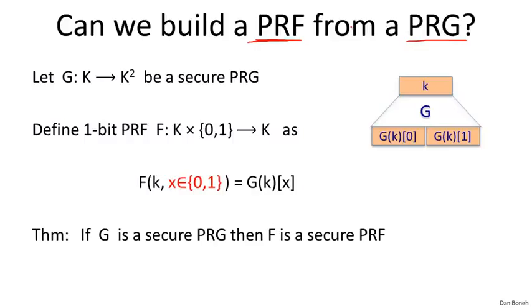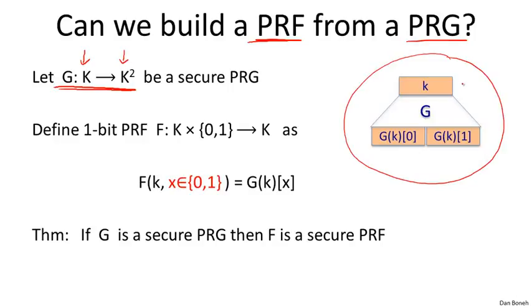So let's start with a PRG that doubles its input. The seed for this PRG is an element in K, and the output is actually 2 elements in K. Here we have a schematic of this generator that takes as input a seed in K and outputs 2 elements in K. And what does it mean for this PRG to be secure? Recall, this means that the output is indistinguishable from a random element inside of K squared.